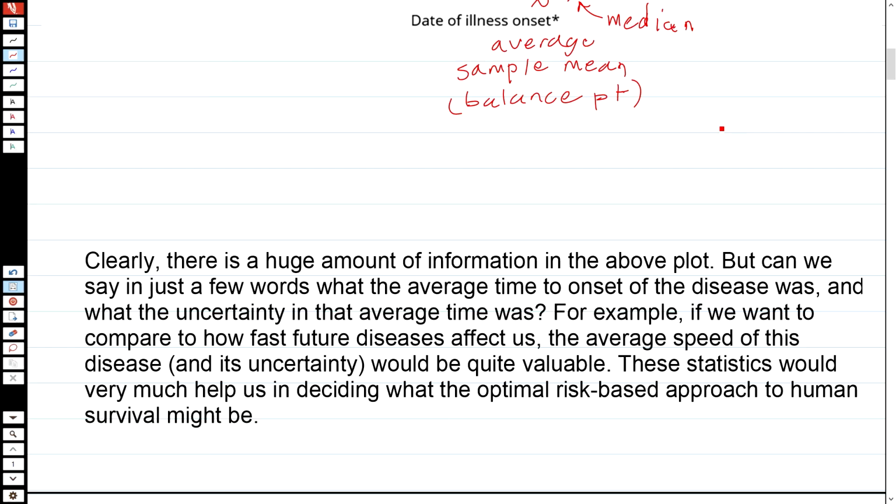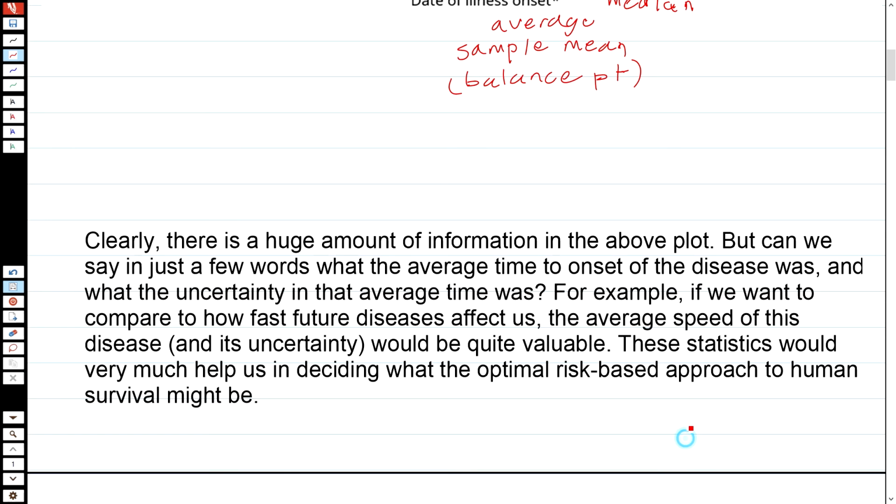And so here's another plug. It's these sorts of issues that we're really grappling with these days. To really get ahead, we have to learn how to characterize this sort of information so that we can use it in the future to protect ourselves from these sorts of diseases.